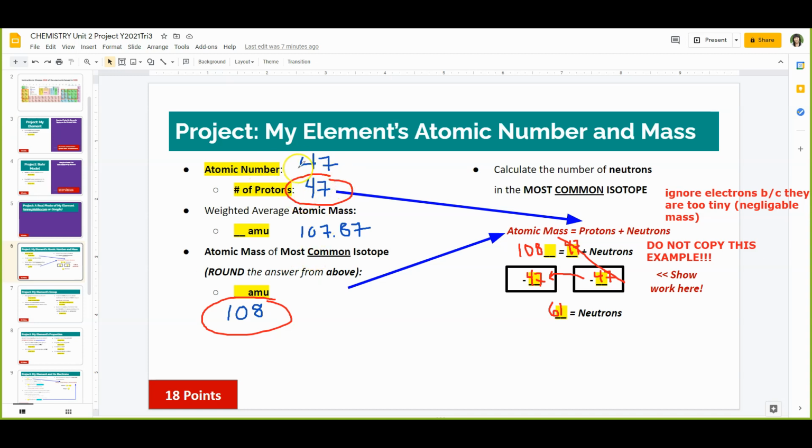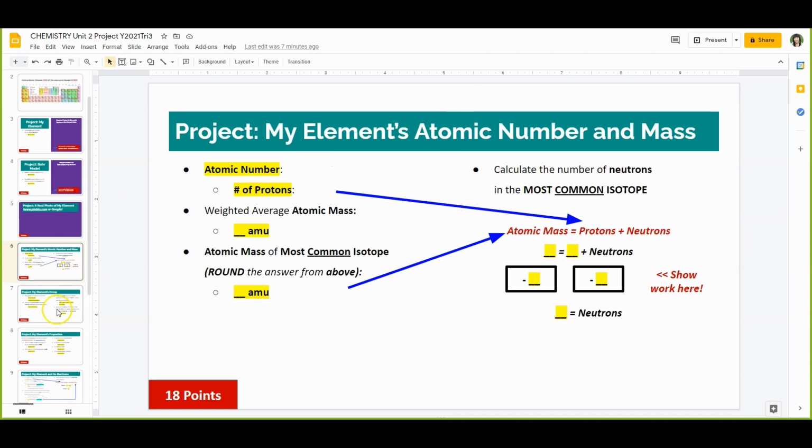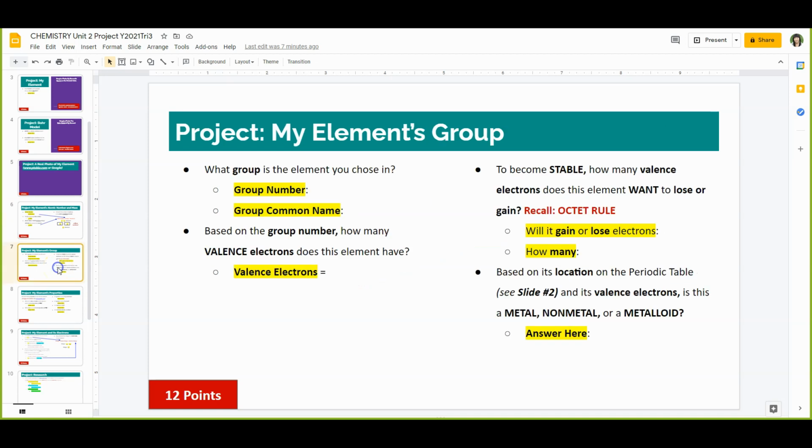So I know the number of protons now, and I know the number of neutrons based on using the equation for atomic mass of our most common isotope. All right, so that's that slide right there. Let's go ahead and take a look then at slide number 7.